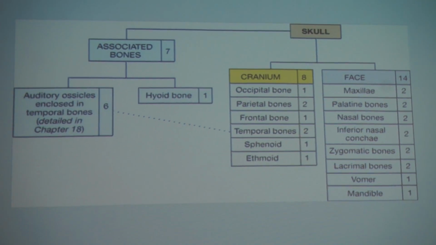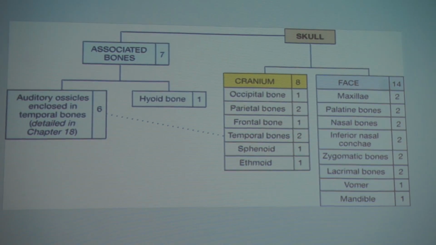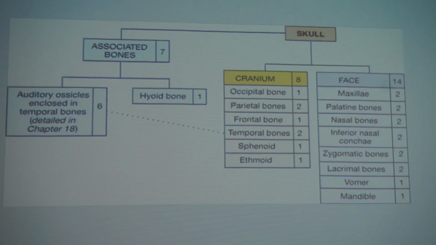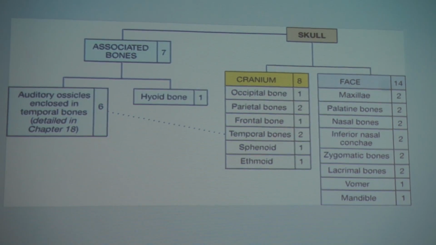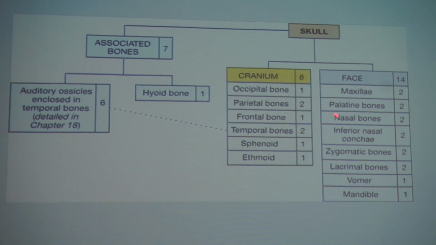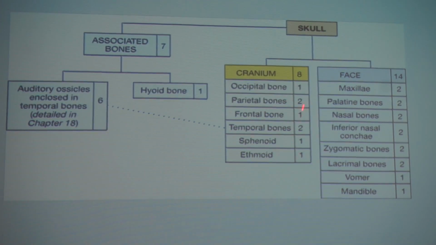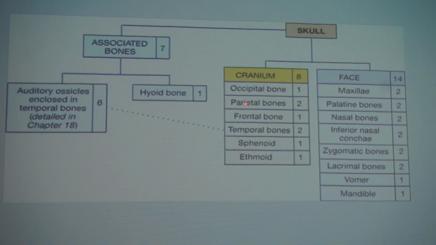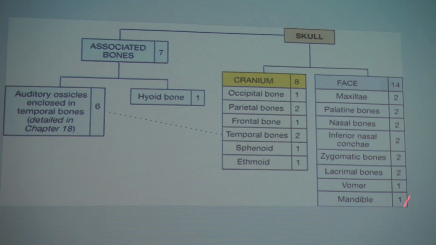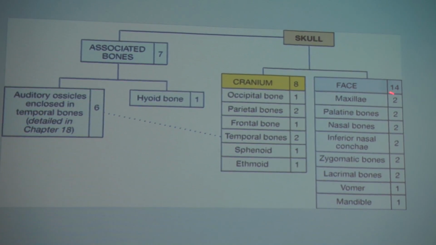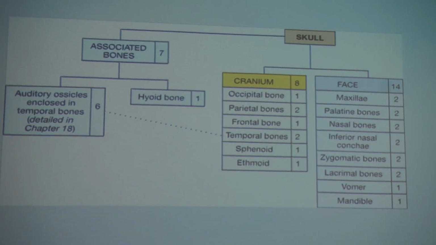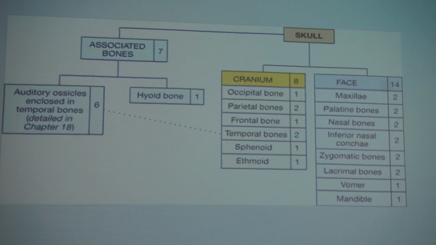So these are the numbers. If I ask you how many cranial bones, or how many facial bones, you're going to have to tell me numbers. There are 8 cranial bones, and for some we have 2 of each. Facial bones, we have 14. So in total in the skull we have 22. If I ask how many skull bones we have, you're going to say 22.